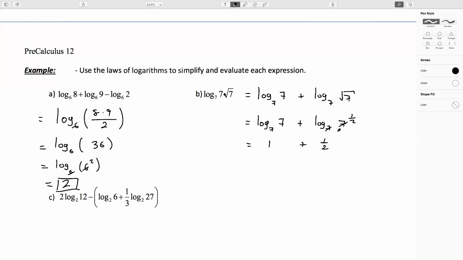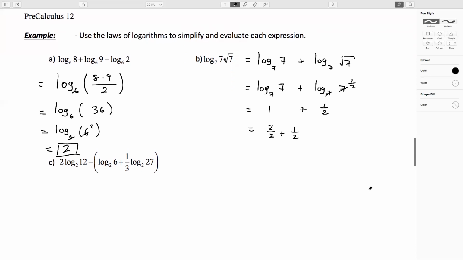7 plus 1/2 is 2/2 plus 1/2. And my answer will simply be 3/2.